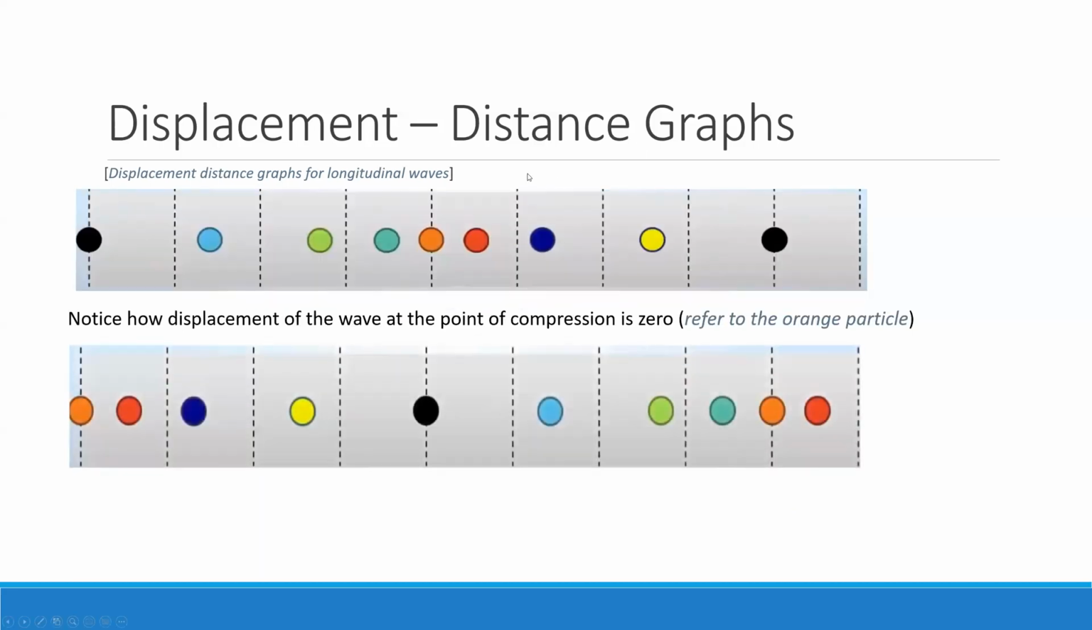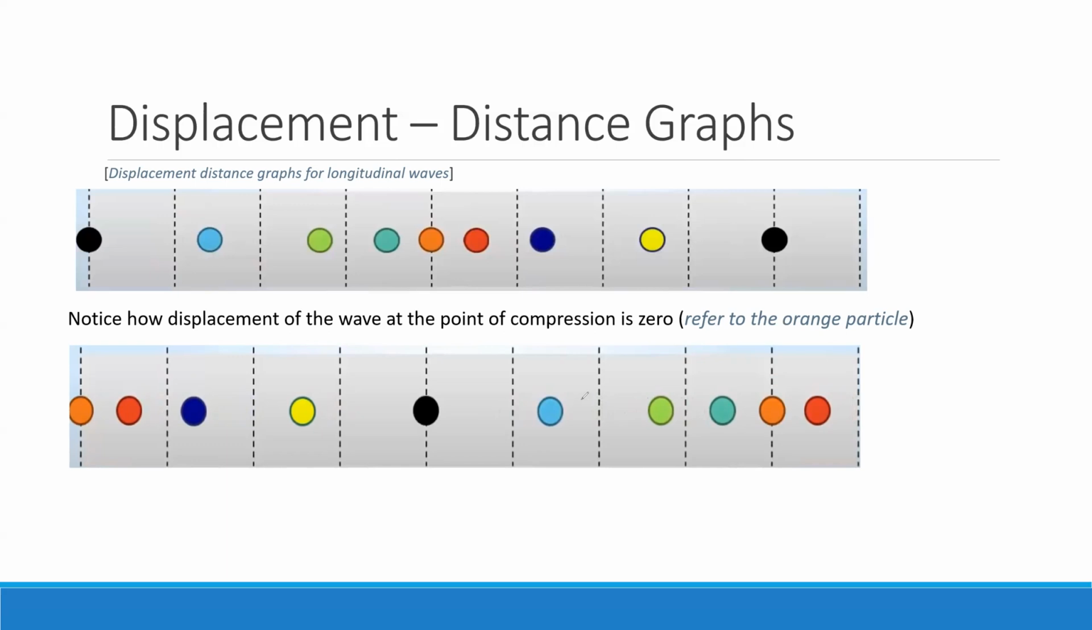So now let's consider a rarefaction. Again, as with a compression, the center of rarefaction, or maybe just the rarefaction, because they don't always use the word center, has a displacement of 0. As you can see, the black particle is exactly in its equilibrium position. It's not being disturbed. It's not to the left of where it started, and it's not to the right. So the center of compression and the center of rarefaction have a displacement of 0.